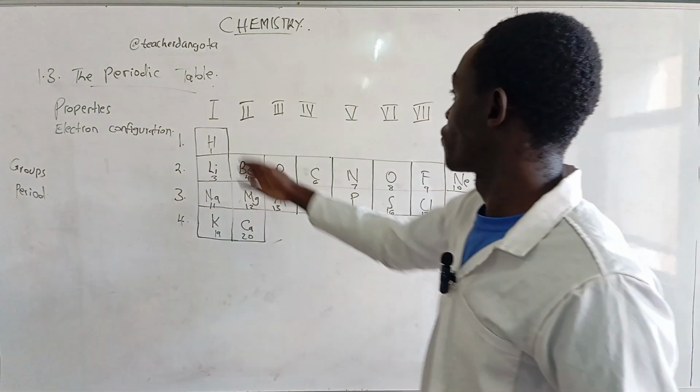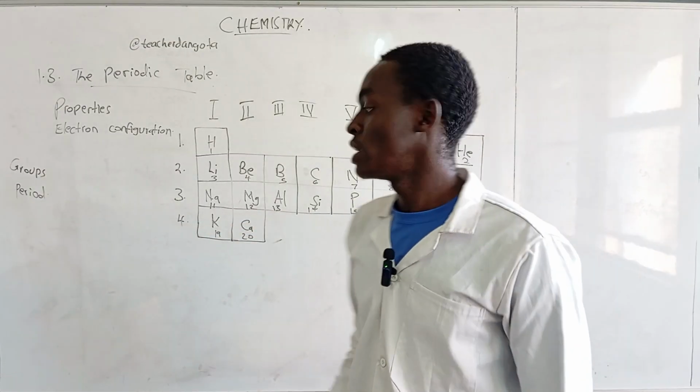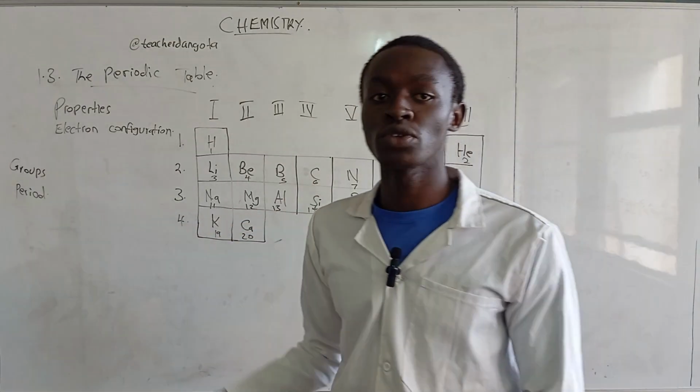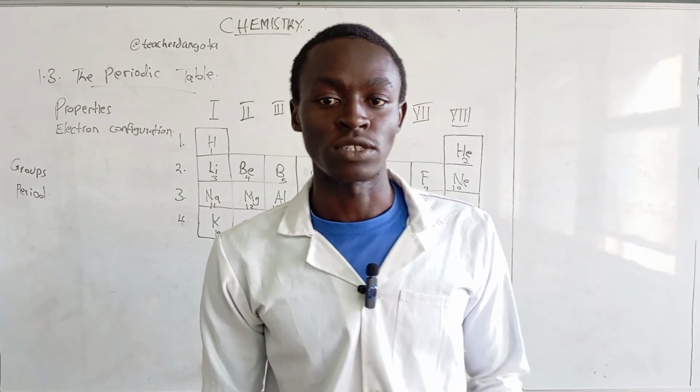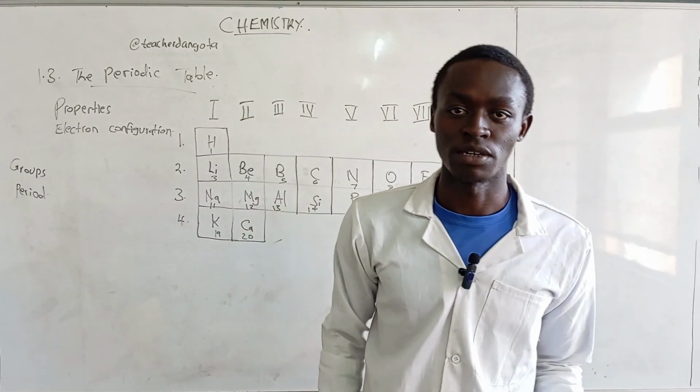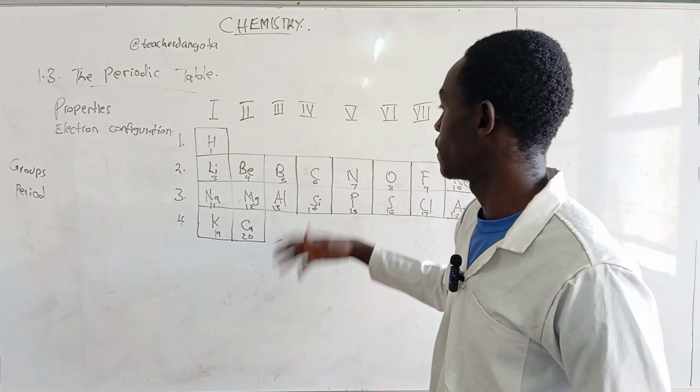So we get that groups and periods play a crucial role in the positioning of the element. Through that you can locate an element in the periodic table. So that is just on location of the elements in the periodic table. But maybe just to check out some examples on the elements.